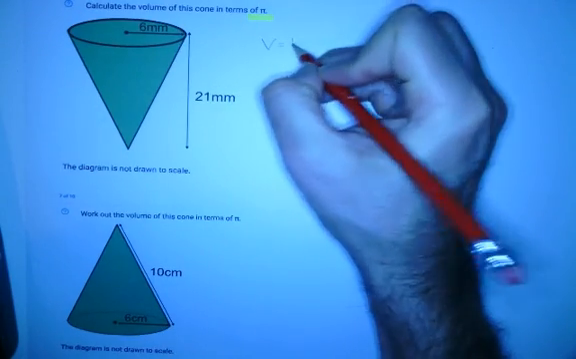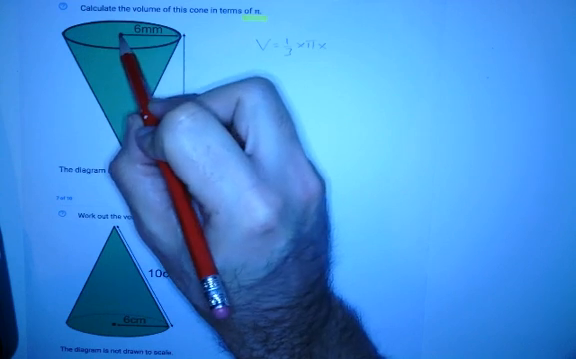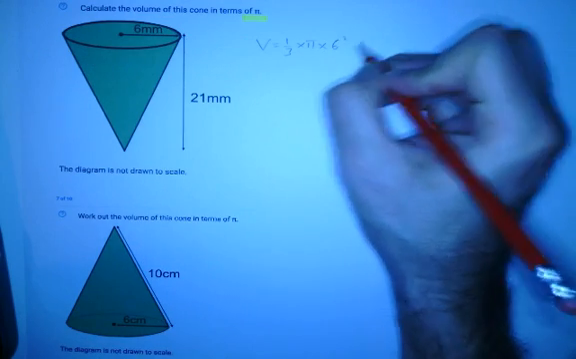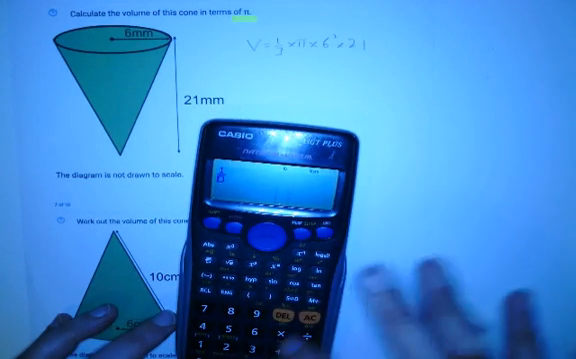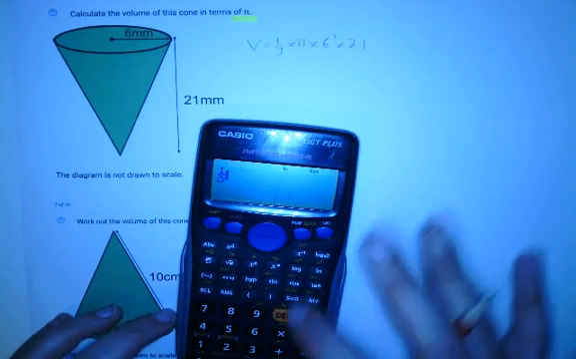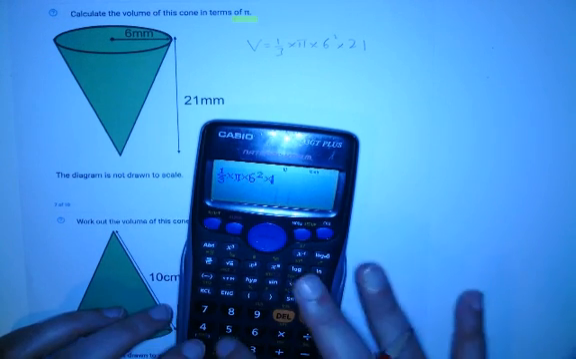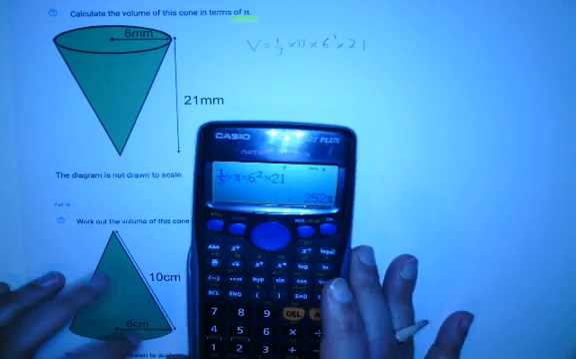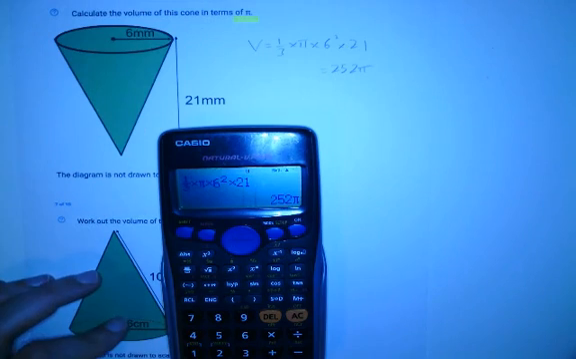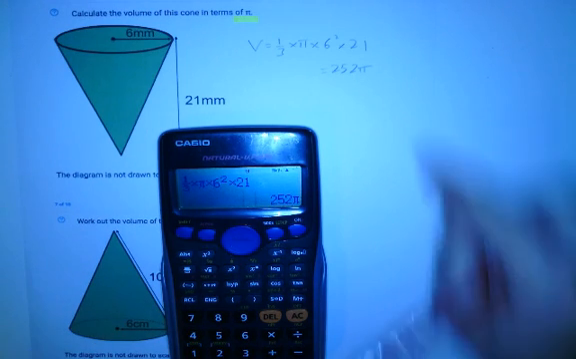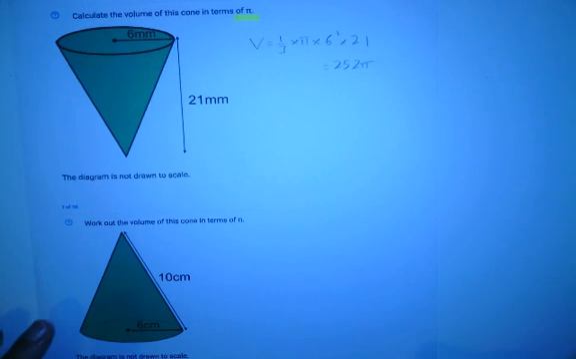Okay, so we're going to use exactly the same formula again. Volume equals 1/3 times pi times the radius, and this one is the radius, it's from the centre to the outside, isn't it? So times 6 squared times the height, which is 21. Put all that into your calculator: 1/3 times pi times radius squared times the height. So 252 pi. And we just leave it like that because that is in terms of pi, which means it just has a pi in the answer.